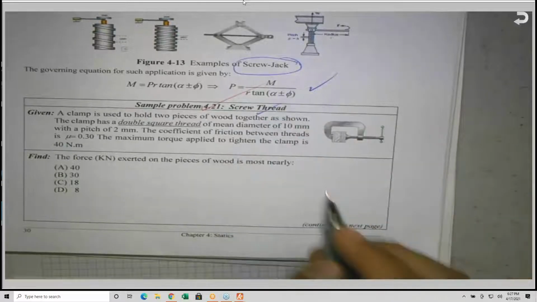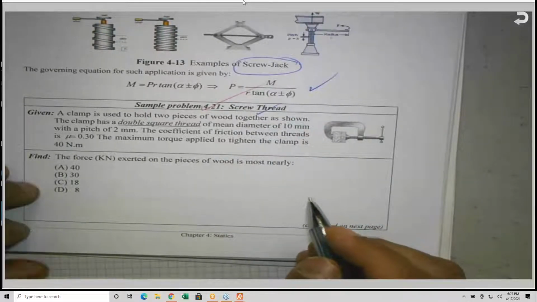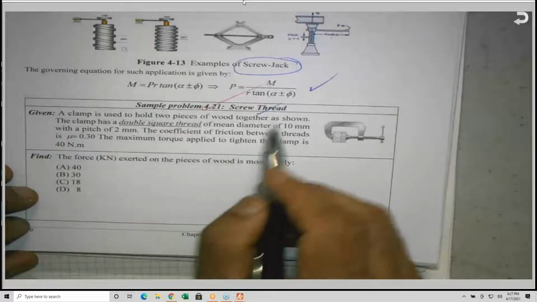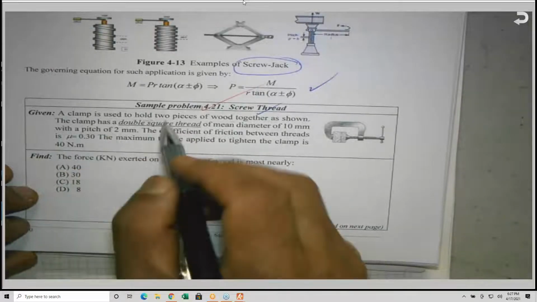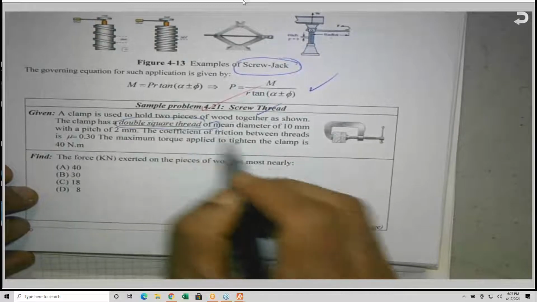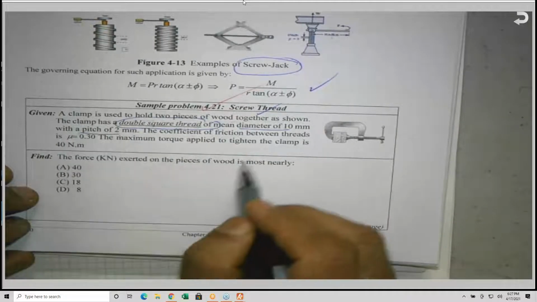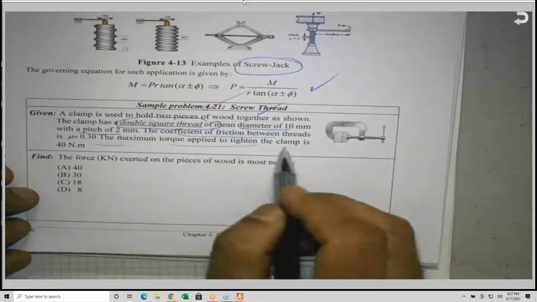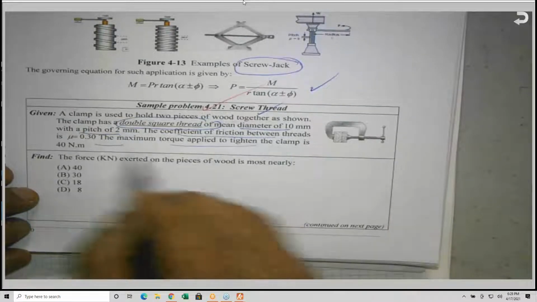So this is problem 421. A clamp is used to hold two pieces of wood together as shown. The clamp has a double square thread. The mean diameter is given, all the dimensions are given, the friction is given, and the maximum torque applied to tighten these clamps is given.